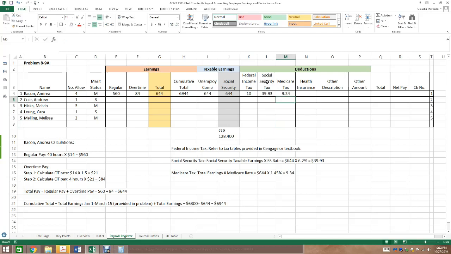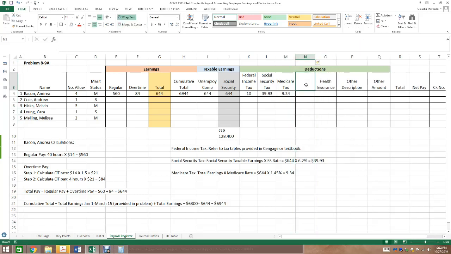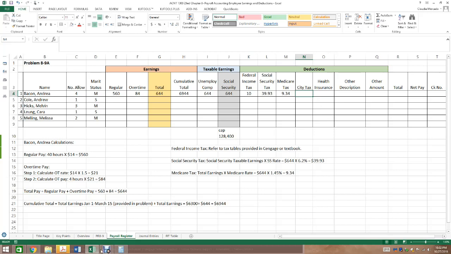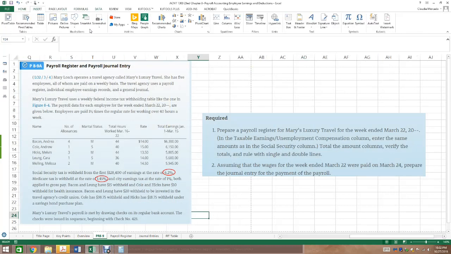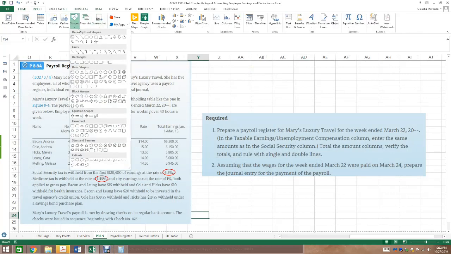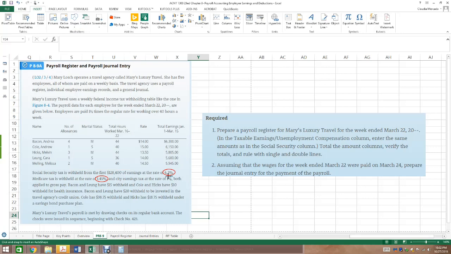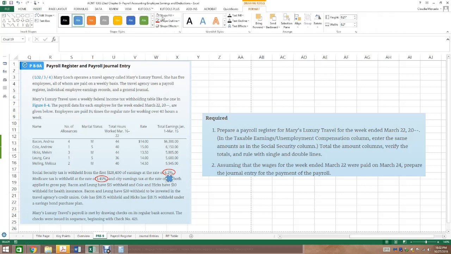Federal income tax, Social Security tax, Medicare tax. I am forgetting one tax. Let me insert it here. I am forgetting my city tax. Now, not all cities have taxes, but this specific problem does. Your city tax, according to the problem, is 1%. City earnings tax is 1%.